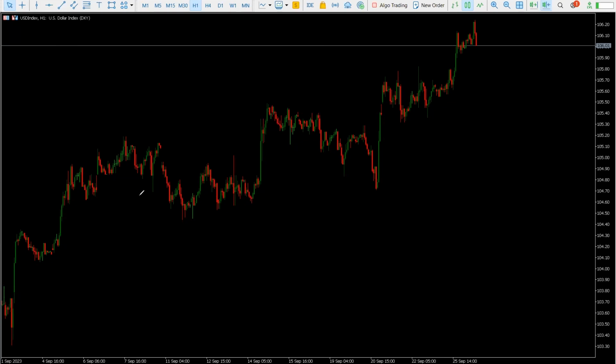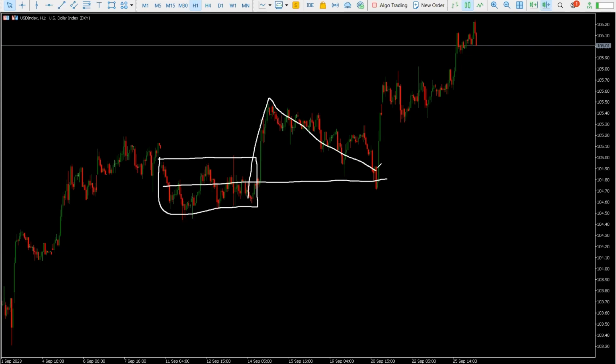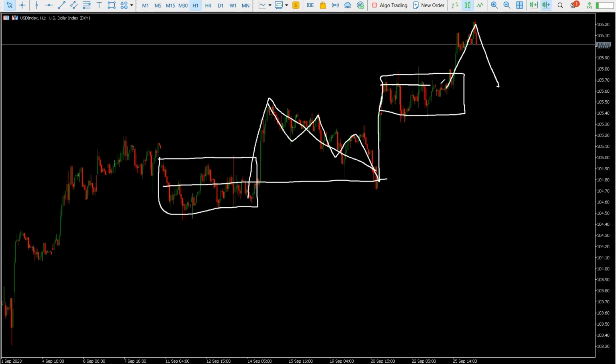Okay, so let's go for the box theory again, right? So we had a box on here, right? And then we moved up and we came back to this area, right? And then we had sort of a downtrend here, right? And then we moved up again, and then we've done a box again, and we've moved up. So what I'm expecting is somewhere around the 105.6, 105.7 area, right?